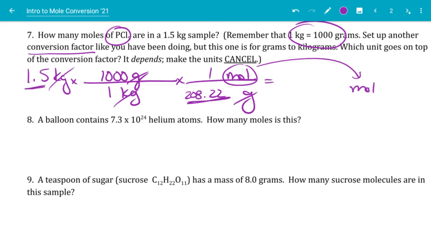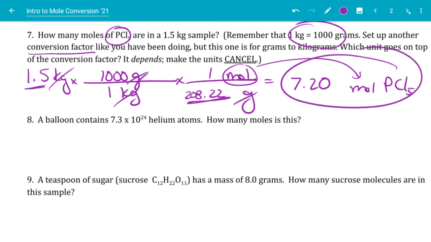So I'm going to do 1.5 times 1,000. I'm going to do that right now. 1.5 times 1,000 times 1, good enough, equals divided by 1 times 208.22 equals 7.20. 7.20 moles of PCl5. That is my answer.